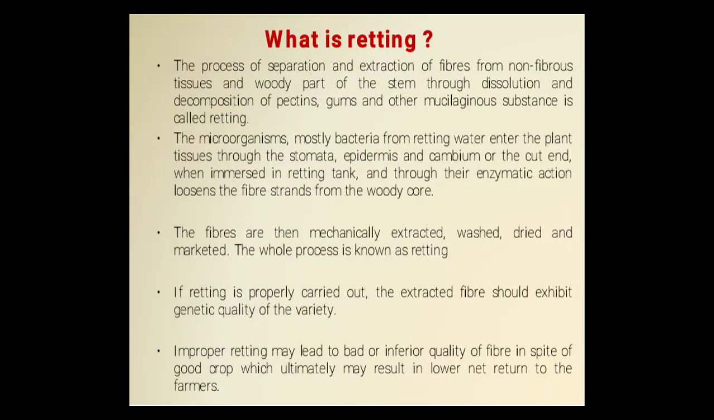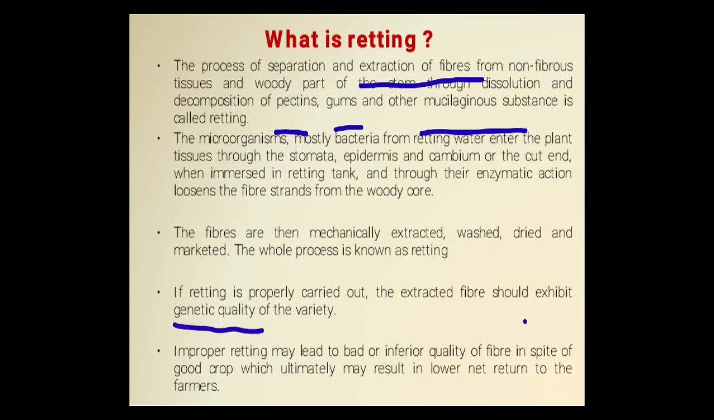Retting is a process of extraction of fibers from non-fibrous tissue and woody part of the stem through dissolution and decomposition of pectins, gums, and other mucilaginous substances. Now this is basically done by microorganisms because microorganisms degrade pectin, gums, and mucilaginous substances. So this retting is basically done to loosen the fiber, right? And if the retting is carried out properly, you get very high quality fibers.